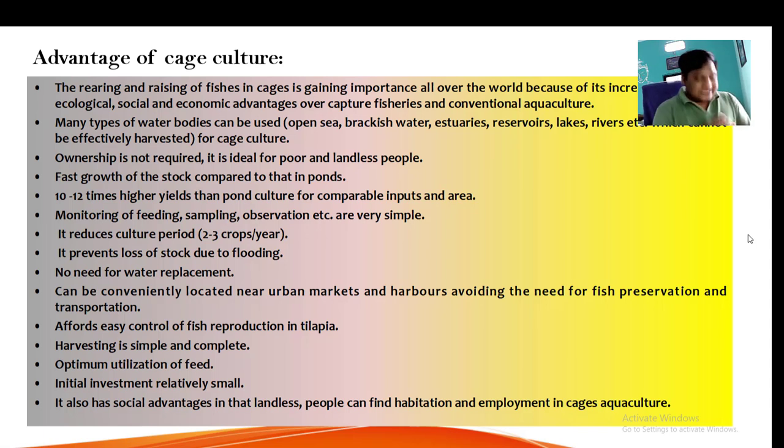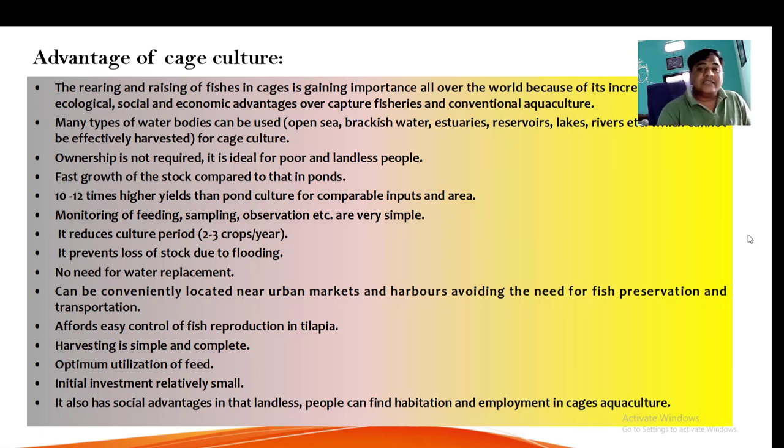Now the last is the advantages and disadvantages of cage culture. The rearing and raising of fishes in cages is gaining importance all over the world because of its increasing technical, ecological, social and economic advantages over captured fishes and conventional aquaculture. See here, this cage culture technology gives an option to capture fisheries. We know the term capture fisheries: just go to the water body, release the net, capture the fishes and just sell them.